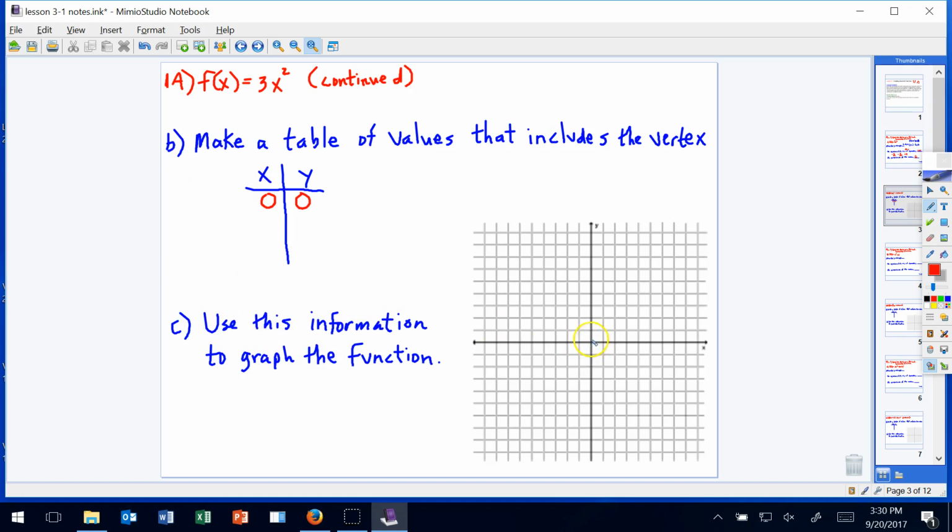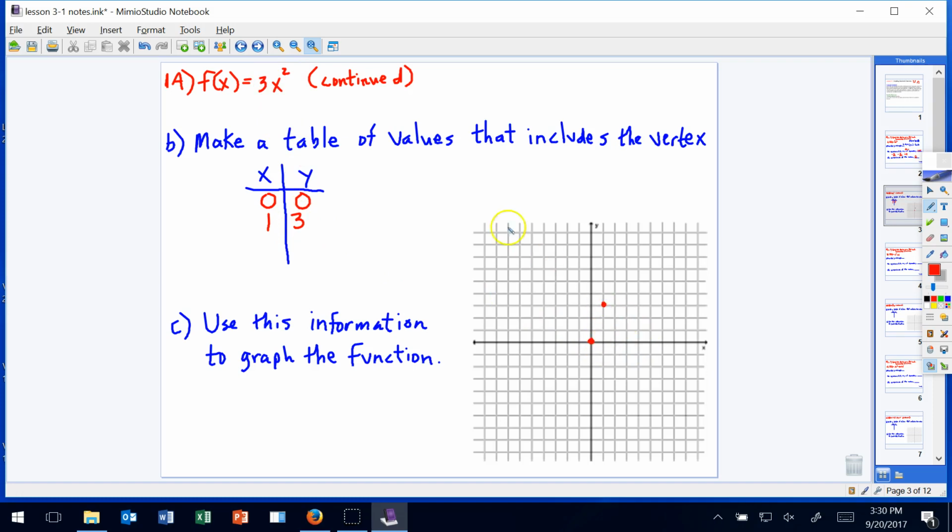We'll just put our points on here as we go. So there's our vertex, and then I'm just going to do some inputs. I'm going to let x be 1. Now remember to do the order of operations correctly. You do the square first. 1 squared is 1, and then 1 times 3 is 3.